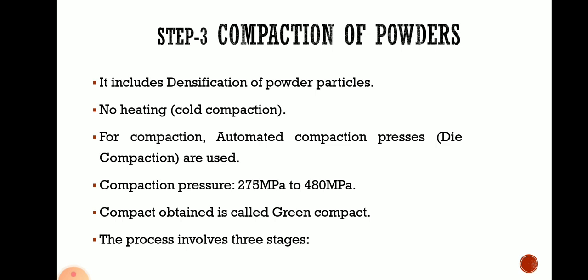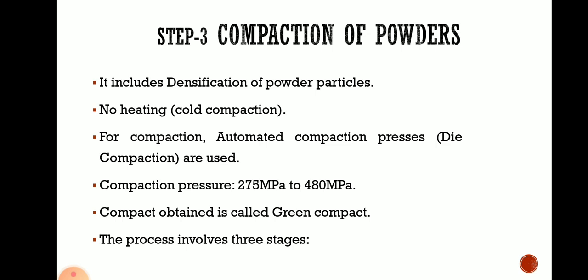In third step, compaction of the powder takes place. So whatever produced powder is there, it is poured into the molds. In that mold, high pressure, nearly compaction pressure 275 megapascal to 480 megapascal is applied, and then the compacts are obtained, and whatever compacts or components are obtained after compaction, those are called green compacts.